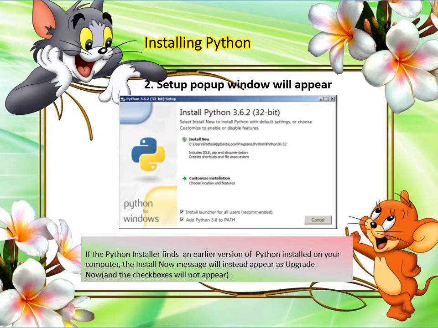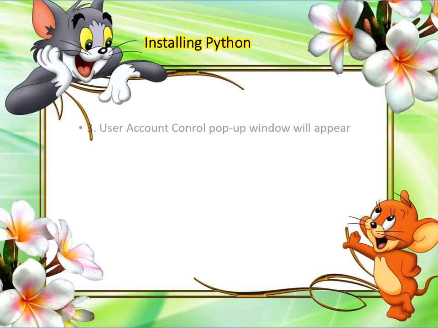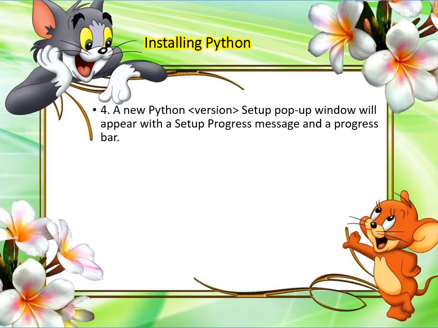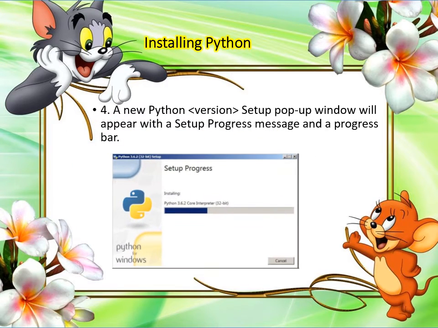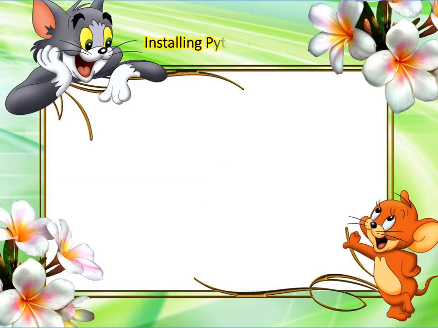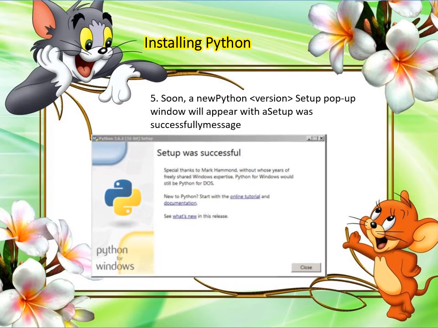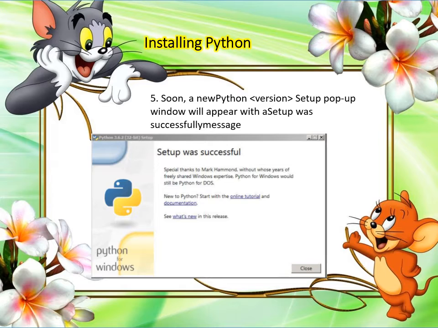Notice, if you have an earlier version installed, you can upgrade also. Then User Account Control will open like that. Just click Yes. Then the setup will run and you will see the setup progress. When the installation is completed, it will show that the setup was successful.